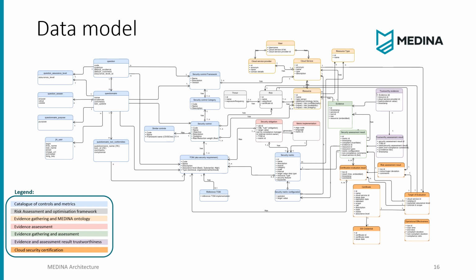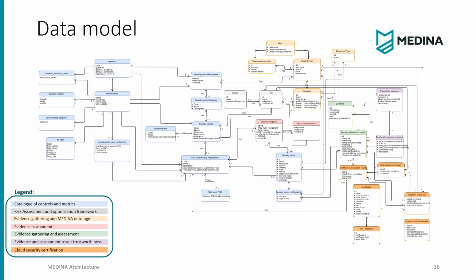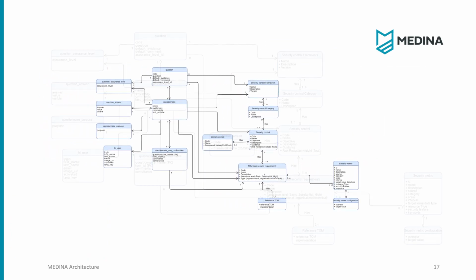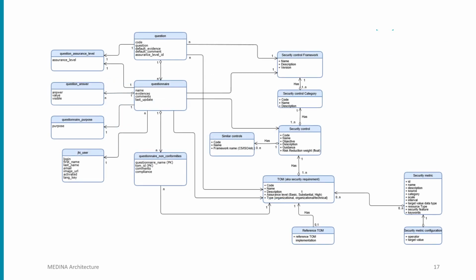In the MEDINA diagram, entities are categorized into different groups, with the color indicating the architecture building block they belong to. Hence, blue entities are the ones used by the catalog of controls and metrics. They represent the elements in EUCS schema, like framework, controls, requirements, etc., as well as metrics and all those around the questionnaires.